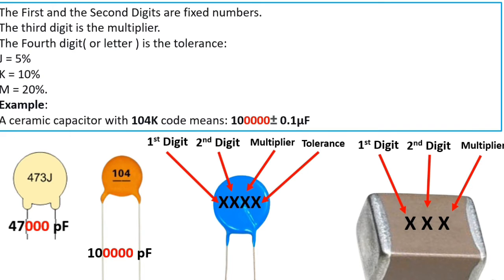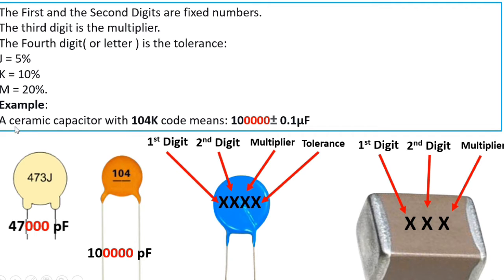Now I'm going to show you how to calculate the ceramic capacitor code, using the same working principle as the resistor. The first and second digits are fixed numbers. The third digit is the multiplier. But for the ceramic capacitor, the fourth digit or letter is the tolerance. So if you find J, it means 5%, K 10%, M 20%.